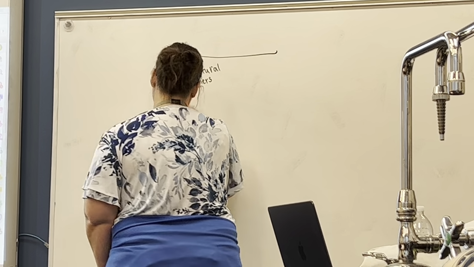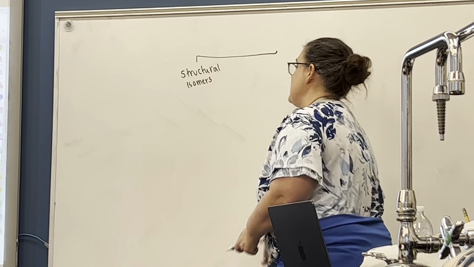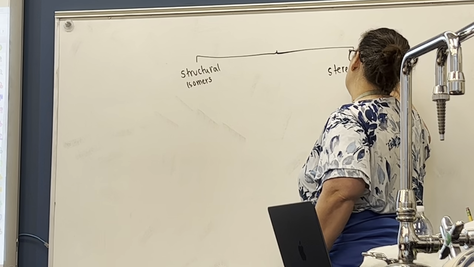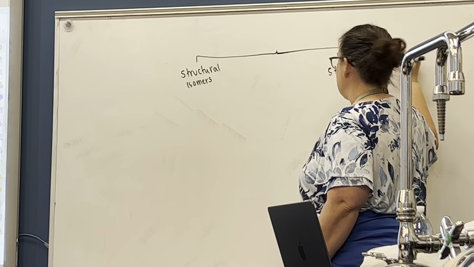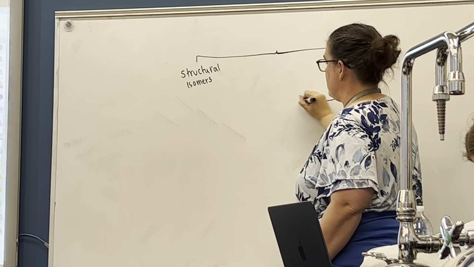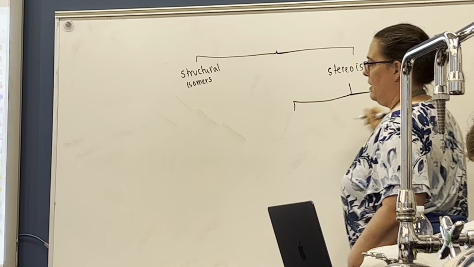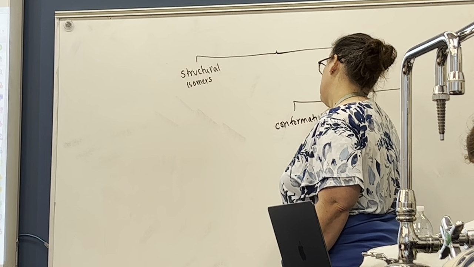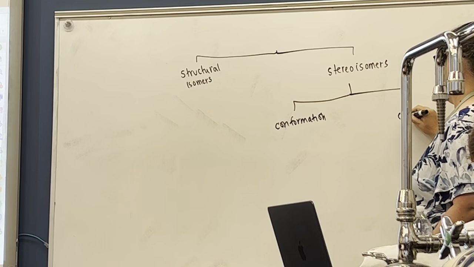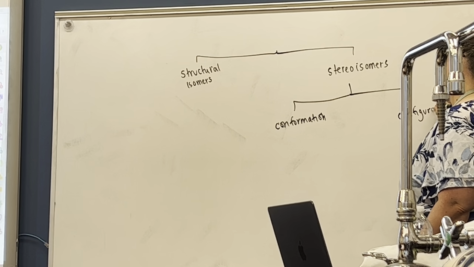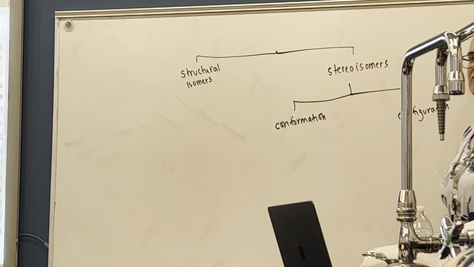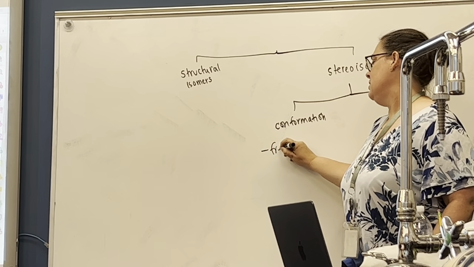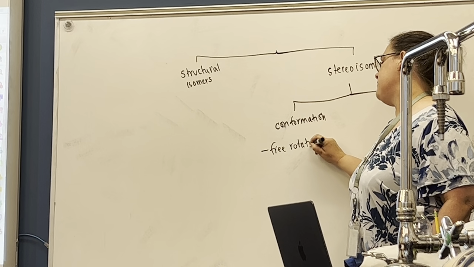The opposite of a structural isomer is a stereoisomer. That's when we have the same connectivity, but somehow the shape in space is different. And so we decided to break that into some categories. And we had conformation versus configuration. Conformational isomers were just things that had free rotation that allowed for different shapes.